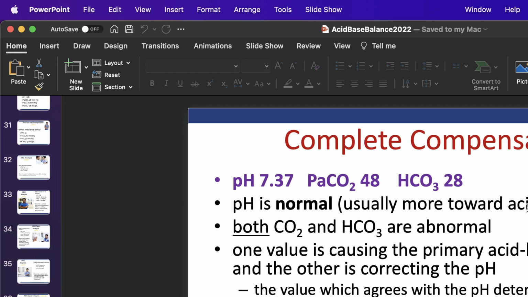And then the bicarb, the normal is 22 to 26. This is a base. The higher the number, the more base. The lower, the more acidic. 22 to 26. Where does this one fall? B. We're going to give it a B.